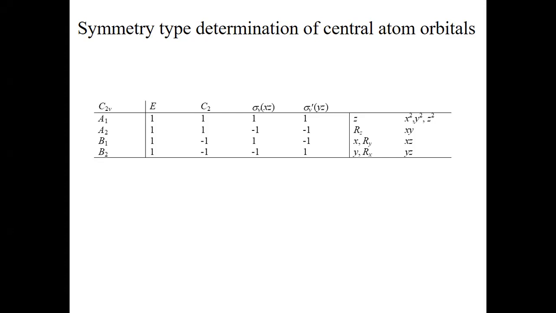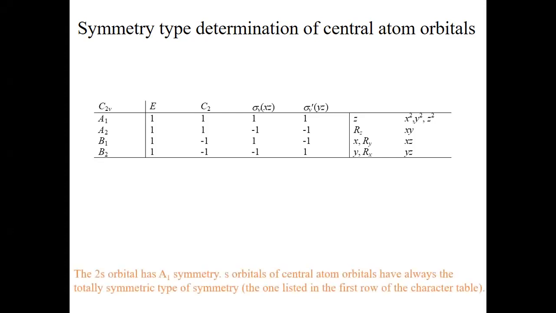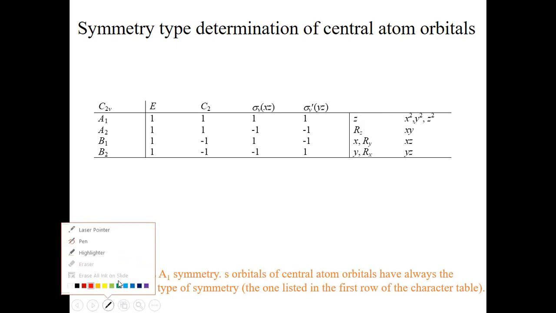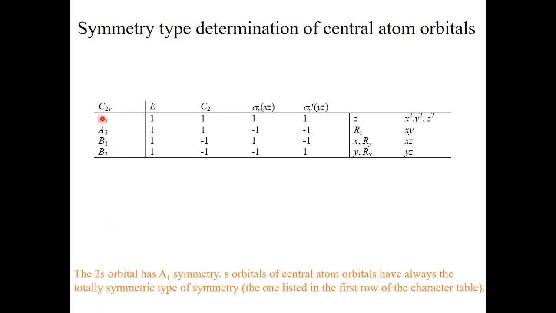Now for the central atom orbitals, fortunately, the procedure is simpler. We can read the symmetry type directly from the character table. Okay, so the 2s orbital has A1 symmetry. Okay, that is because s orbitals always have the totally symmetric symmetry type, which is always the first one in the character table. So therefore the 2s orbital has the symmetry type A1.